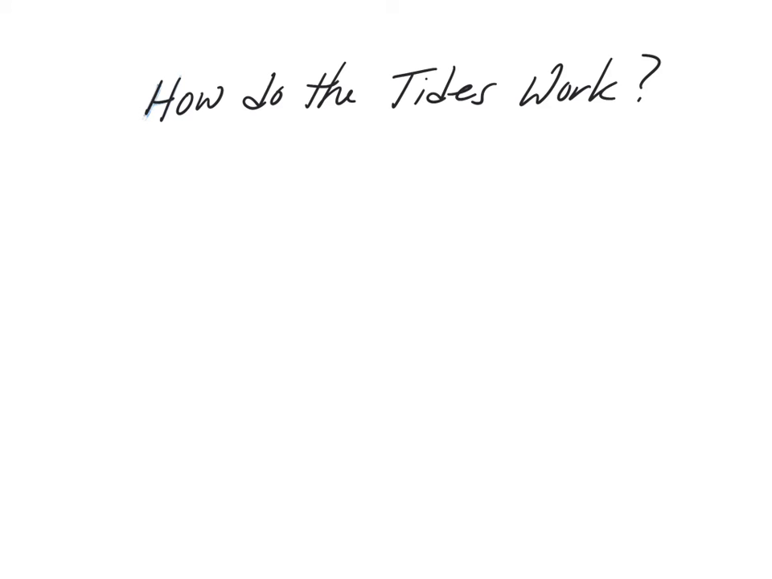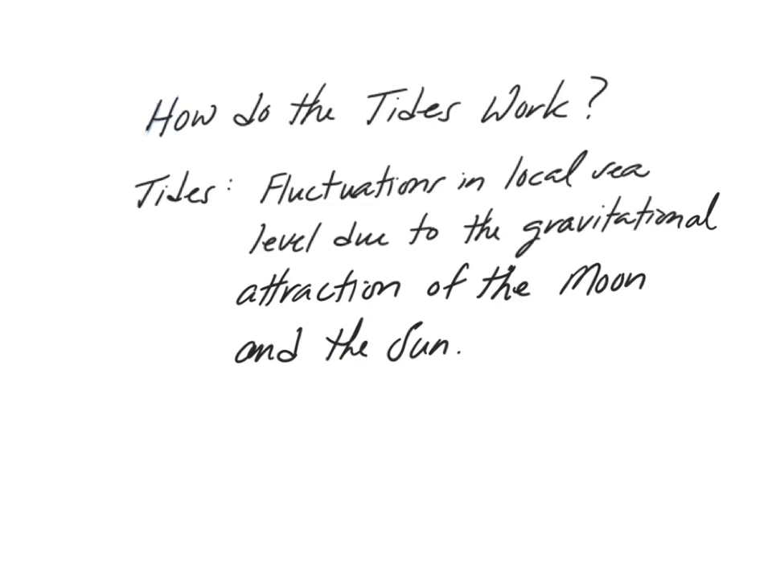Okay, everybody, today we're going to talk about how the tides work. So what are tides? If you've ever spent any time near the ocean or the sea, you've probably noticed that the sea level rises and falls depending on the time of the day. So the definition of tides is fluctuations in local sea level due to the gravitational attraction of the moon and the sun. And today we're going to talk about exactly how this happens.